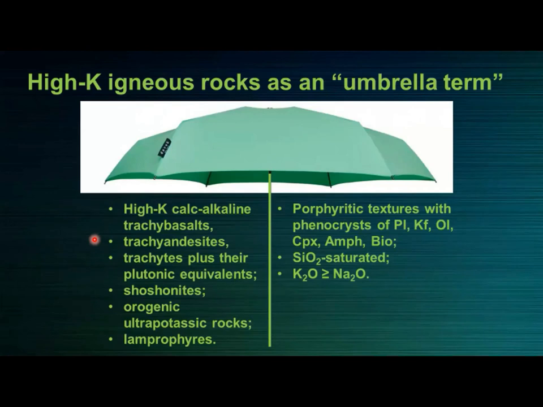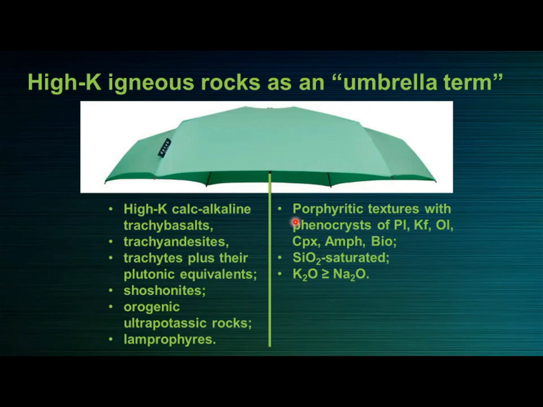And the high potassic, or this term includes the high potassic calc-alkaline trachybasalts, trachydiorites, trachyandesites, trachytes, shoshonites, even ultrapotassic rocks and lamprophyres. And all these terms probably don't mean so much to you, but most importantly, when you are a field geologist and you're doing exploration and walking across your project area, you can distinguish them or find them.